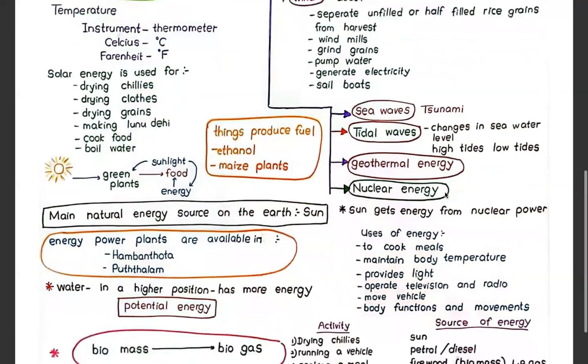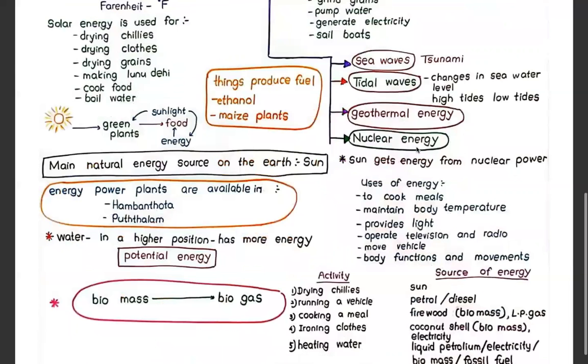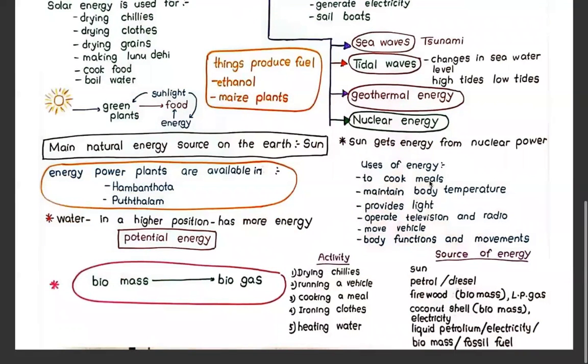Geothermal energy and we have nuclear energy. Nuclear energy means the sun gets energy from nuclear power. What are the uses of energy? To cook meals, to maintain body temperature. Provide light, operate television and radio, move vehicles, body functions and movements.